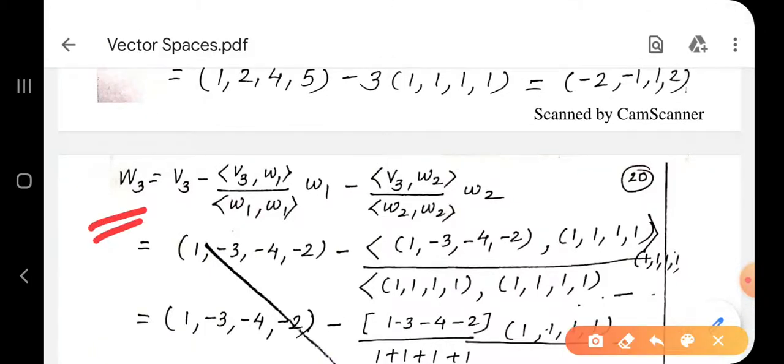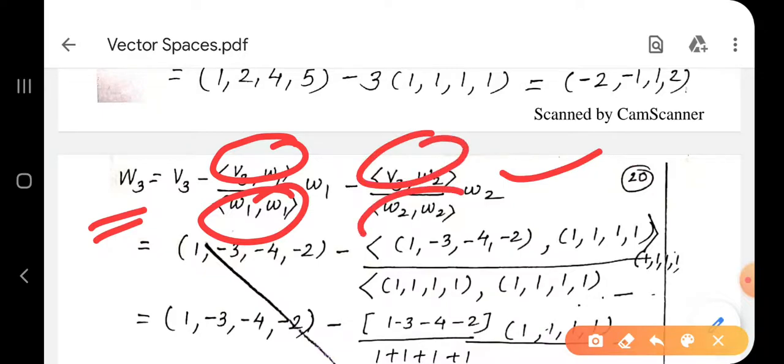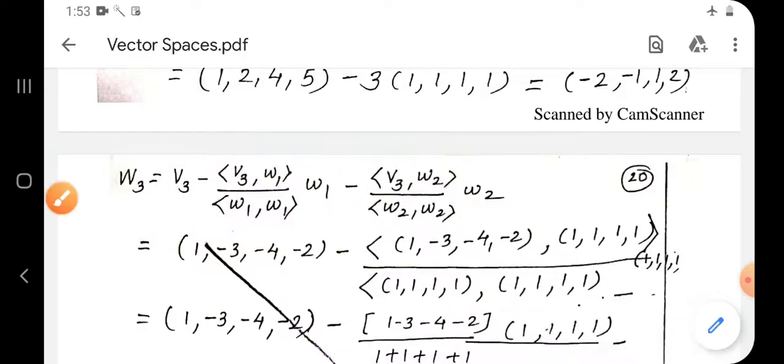Now next, W3 we have to find. W3 is equal to V3 minus <V3, W1> divided by <W1, W1> into W1, minus <V3, W2> divided by <W2, W2> into W2. So here we have to find 4 values: first, second, third and fourth. First we will find those 4 values.